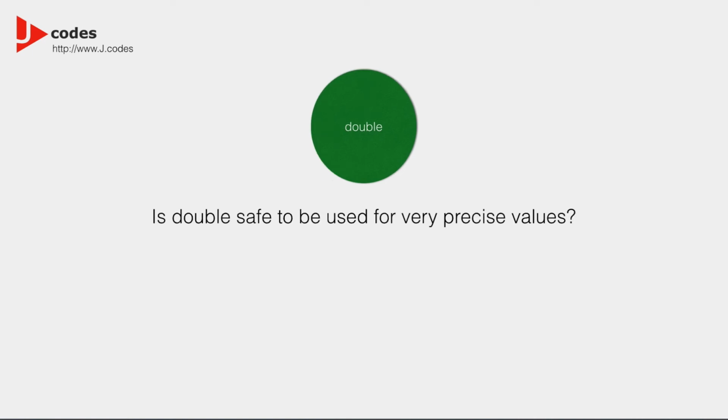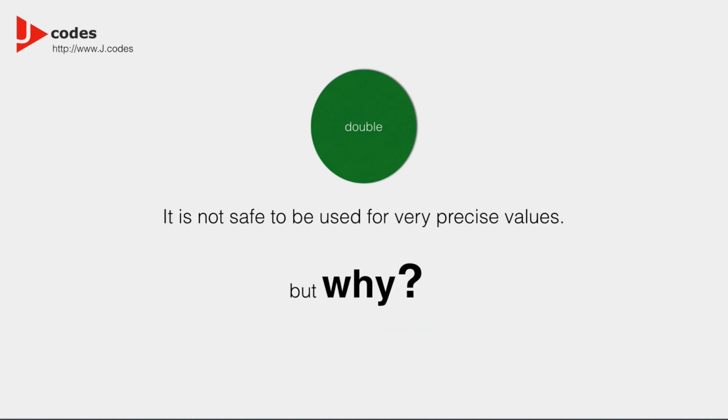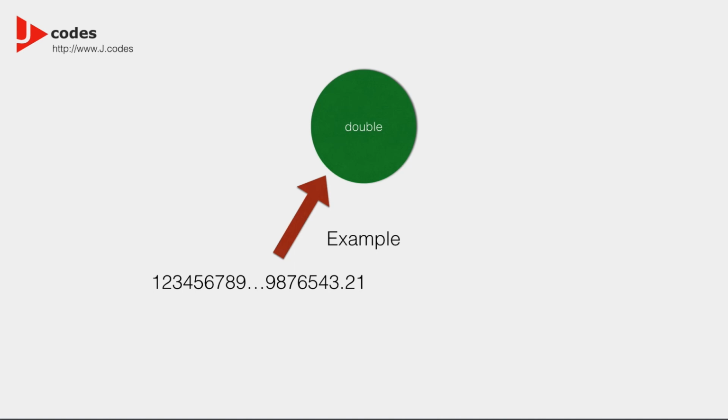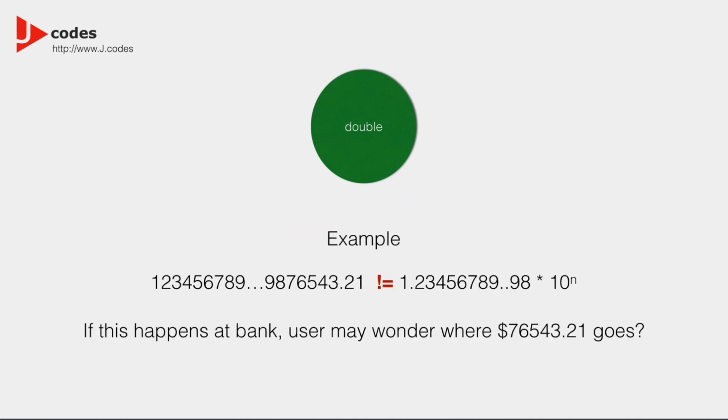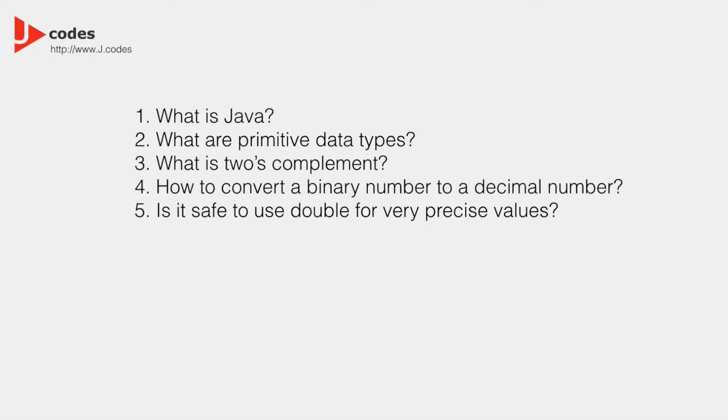But is double safe to be used for very precise values? The short answer is no. But why? For example, if we put this value into a double, what results is this, which is less precise than the original value. If this happens at a bank, the user may wonder where $7,543.21 goes. So how do we deal with this? The solution is java.math.BigDecimal.